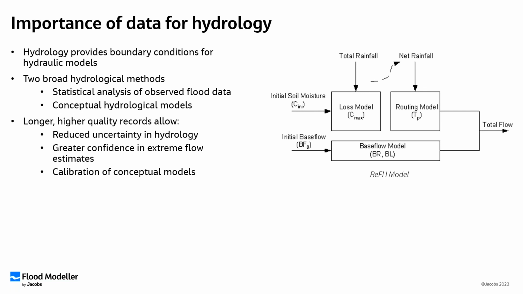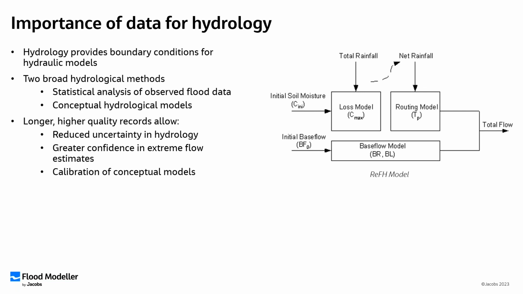Globally, there are two broad methods for undertaking hydrology. There's statistical analysis of observed data. This is when we take gauge data, which I'll show you in a minute, undertake statistical analysis and use that to estimate the rarity of both historic events and estimate what future more extreme events could look like. So we're saying that was a 1 in 50-year event, and this is potentially what a 100-year event will look like.